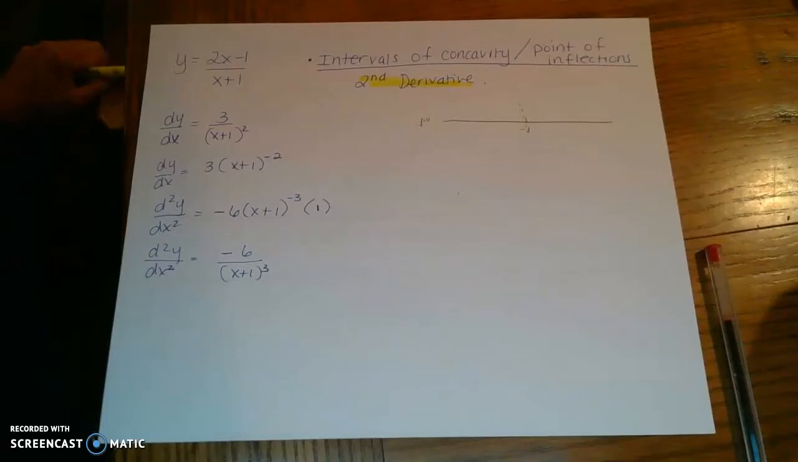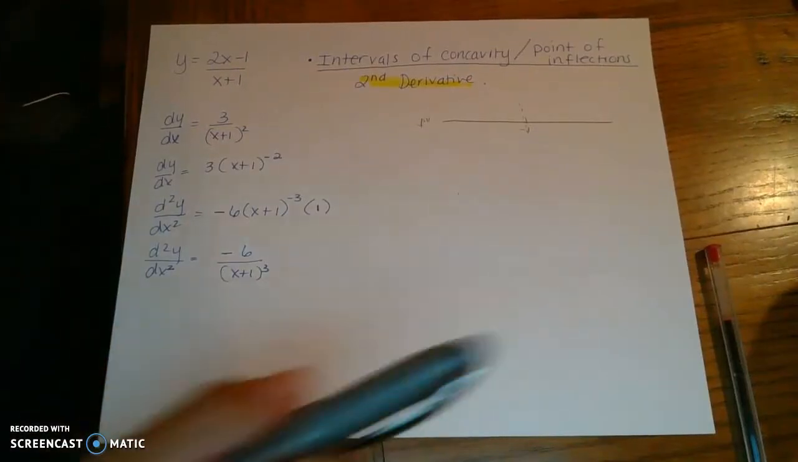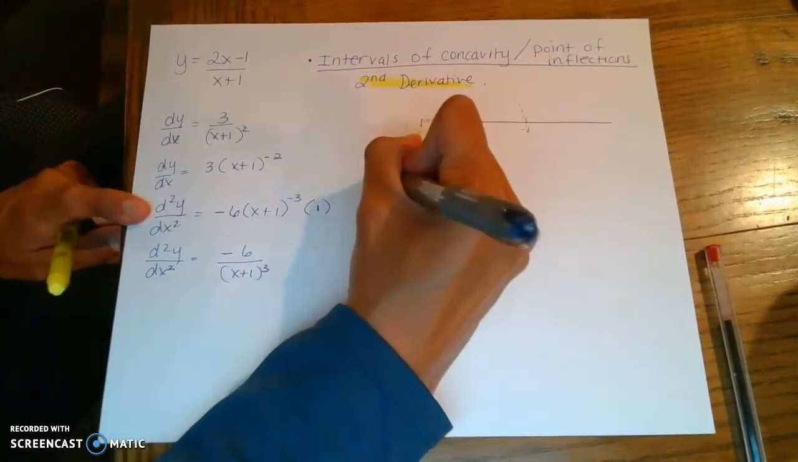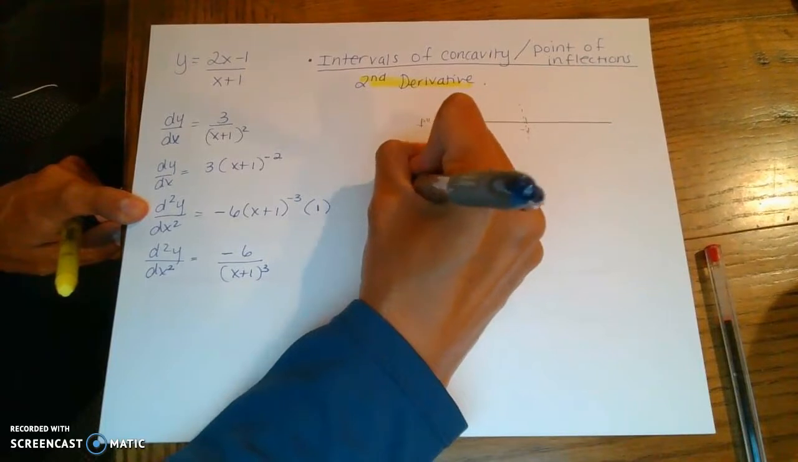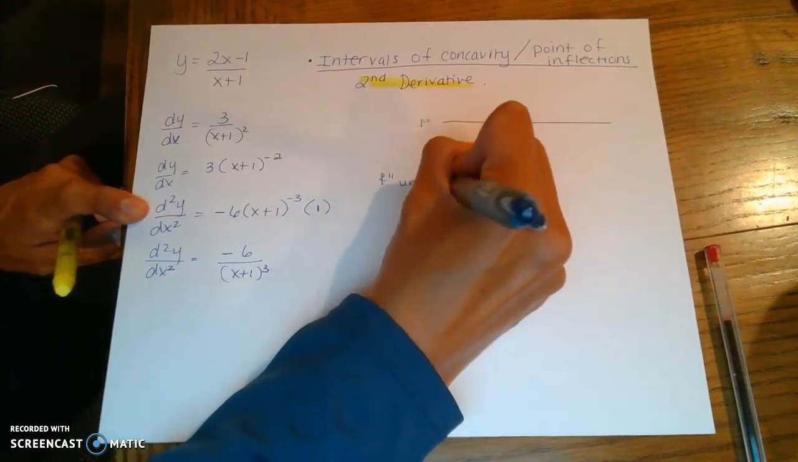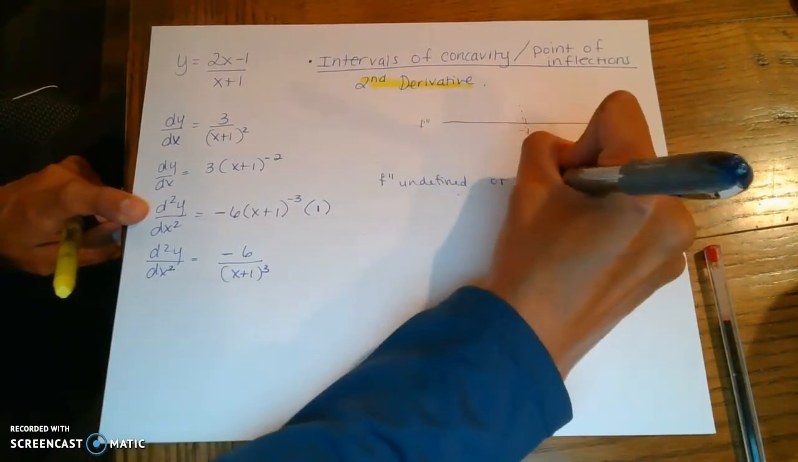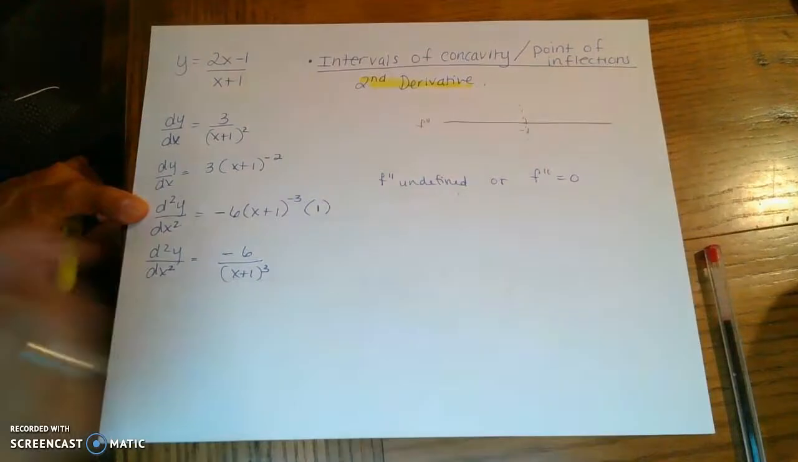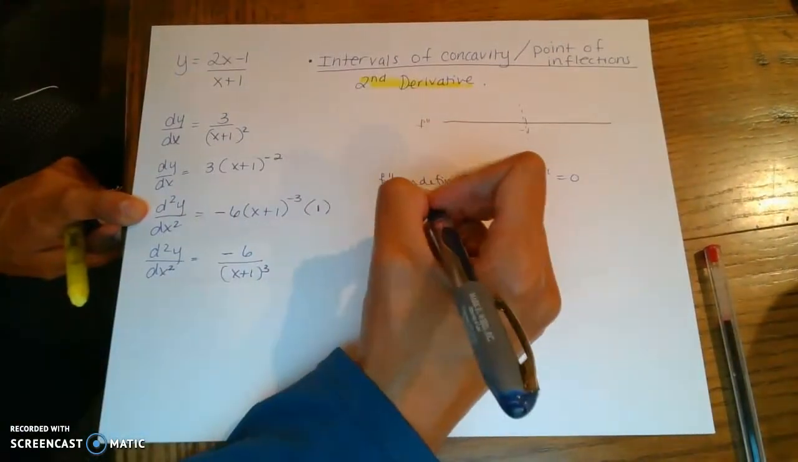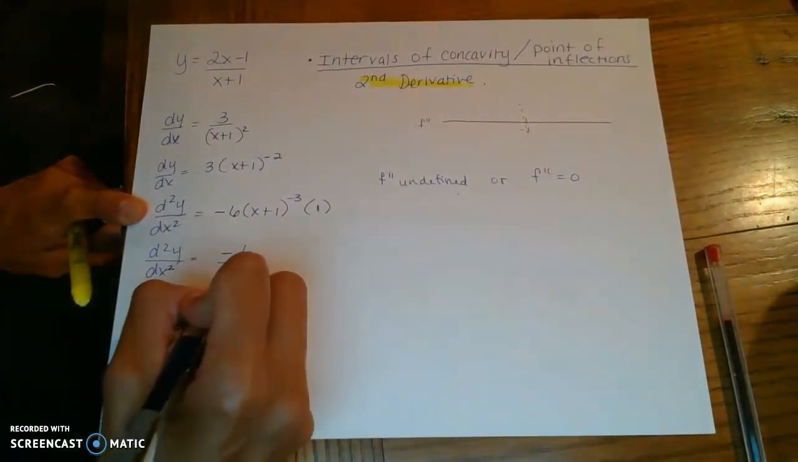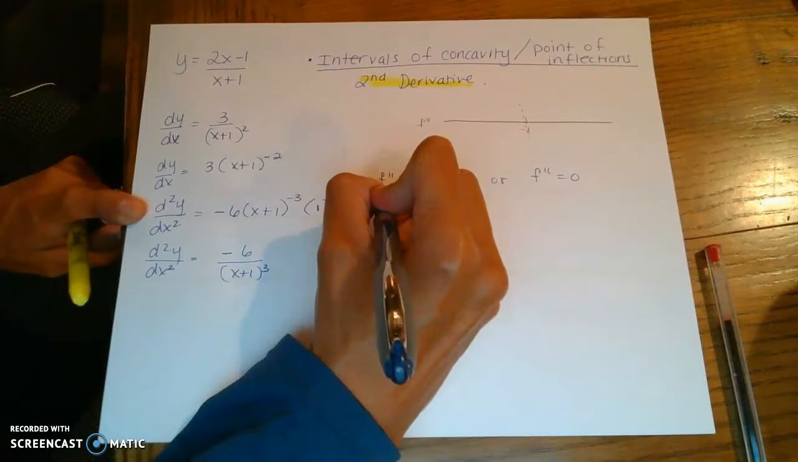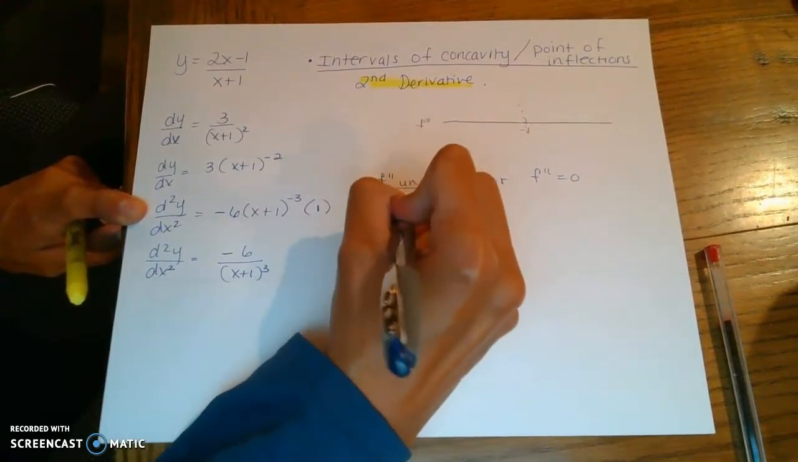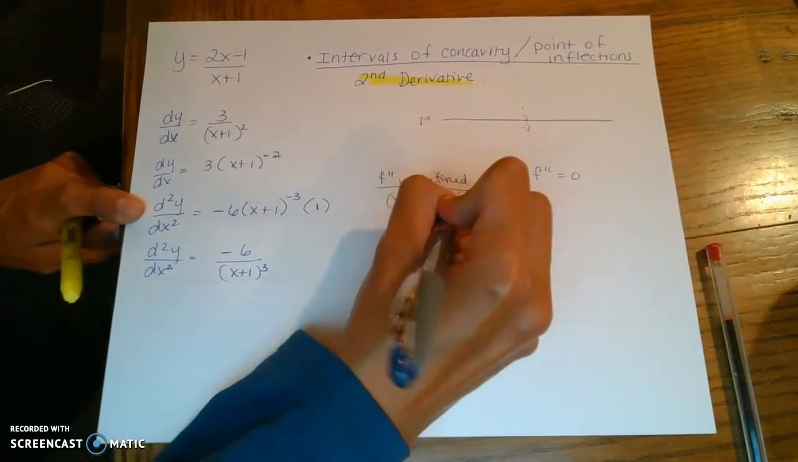Okay, so now I'm looking for any critical values. Critical values are when the second derivative is undefined or the second derivative is equal to 0. So let's talk about being undefined. I see I have a variable in the denominator, and I say, okay, that happens when (x plus 1) cubed is equal to 0.